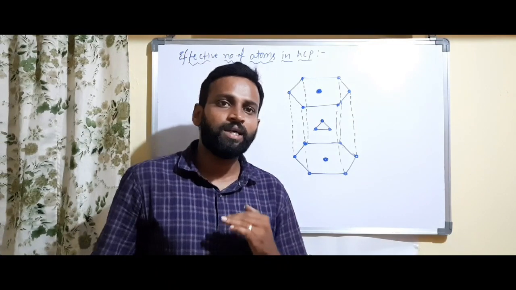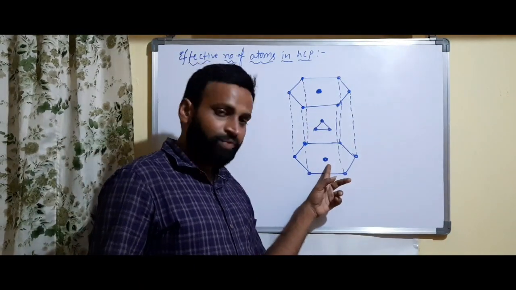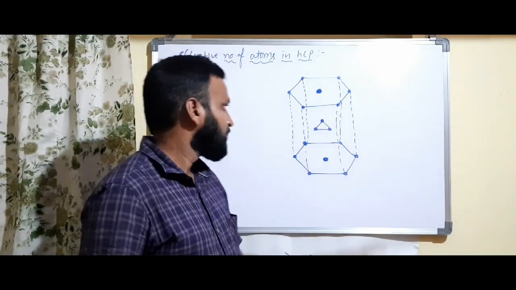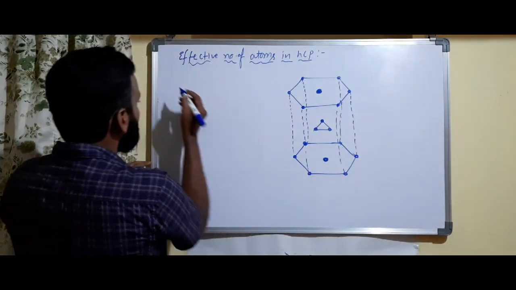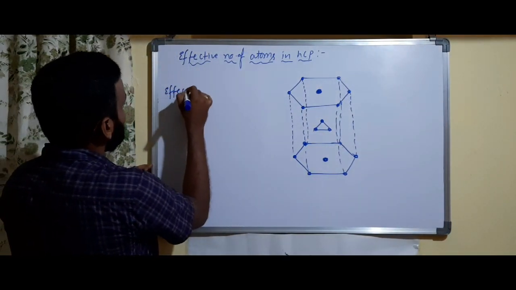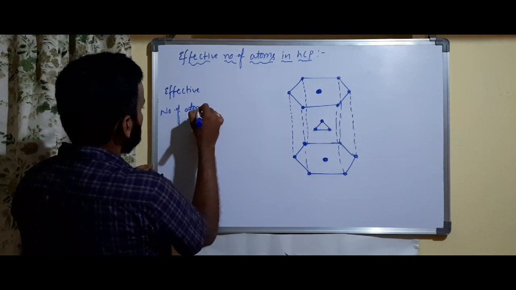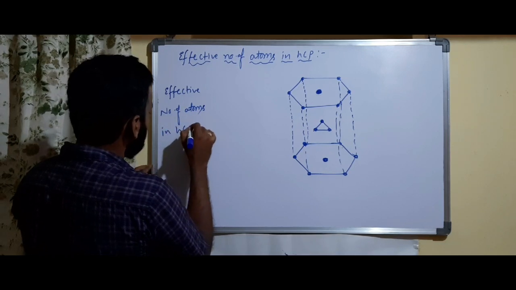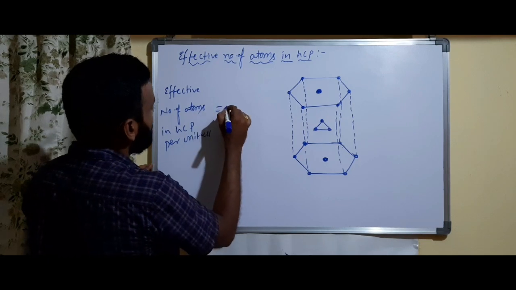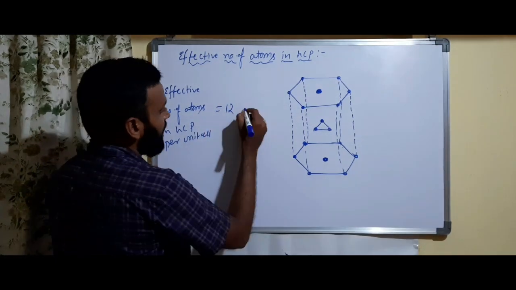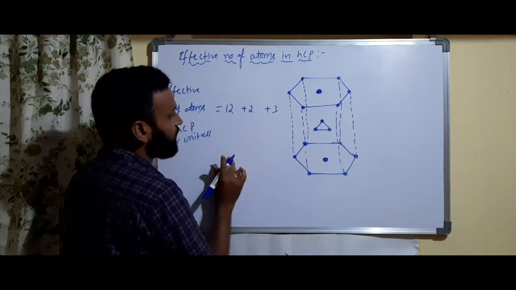So how many corners are present in HCP? 12 corners are there, and there are 2 opposite faces. Of course, 2 faces only. So you have 2 face center atoms, and there are 3 body center atoms. So what is the effective number of atoms in HCP per unit cell? Per unit cell, these are the 12 corners you have, and there are 2 face center atoms, and there are 3 body center atoms.